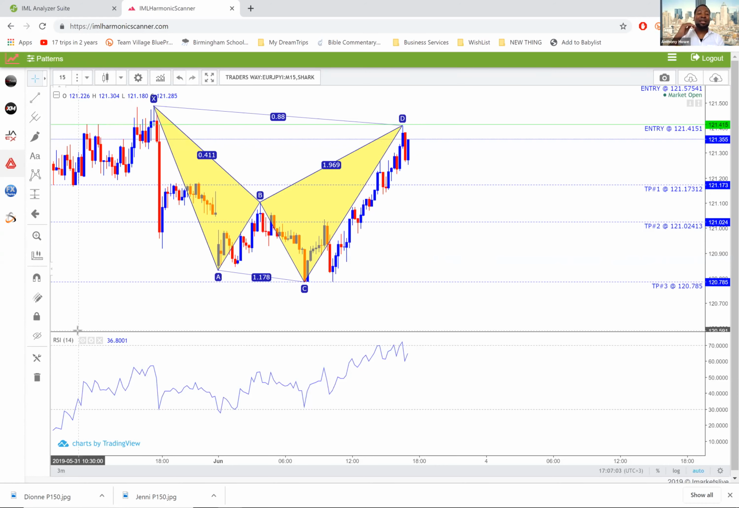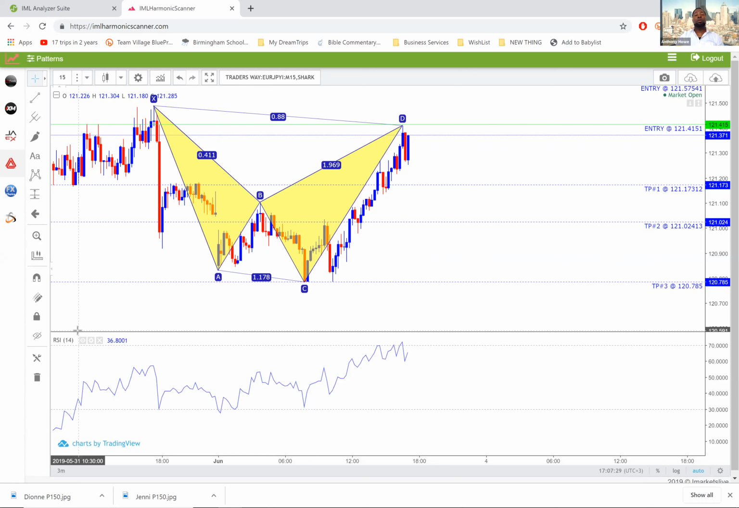If the letter D is at the top, then it is a sell prediction. I'm gonna say that again. If the letter D is at the top of the shape, it's a sell prediction. The price is predicted to go down. If the letter D is at the bottom, then the price is predicted to go up. It's a buy prediction.